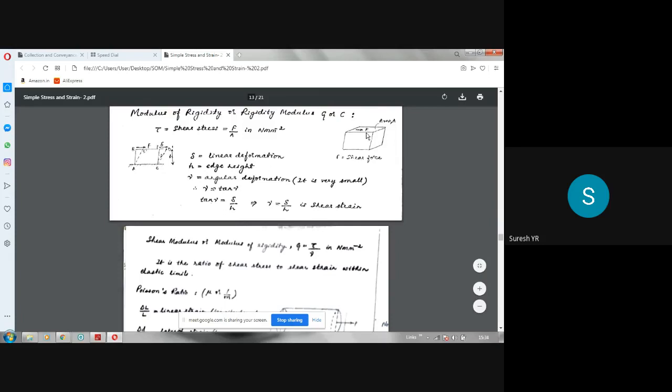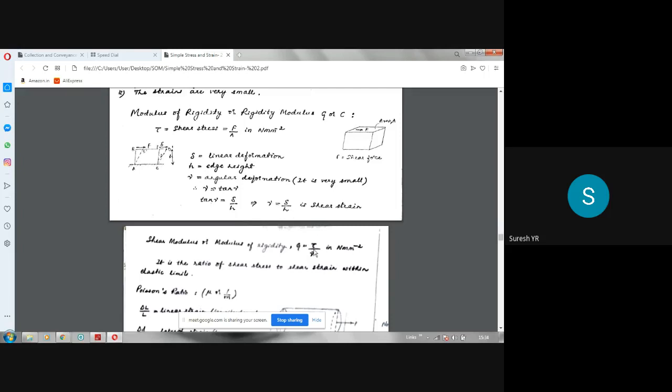It will act like this, whereas normal force will act perpendicular to this. Shear force will act parallel to the area. So this area, the top area, we have to take. That is the meaning. So modulus of rigidity or shear modulus is given by tau by gamma. Tau is the shear stress, gamma is the shear strain, and its unit is Newton per mm square only, because tau is expressed in Newton per mm square. Gamma doesn't have any units. It is just a number.